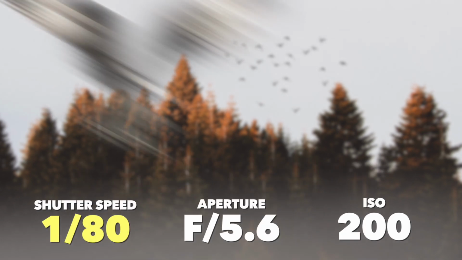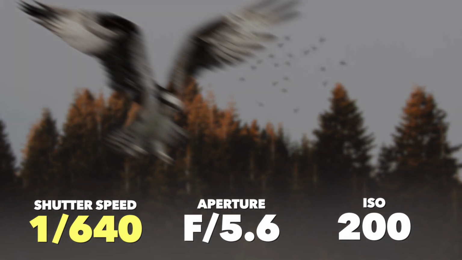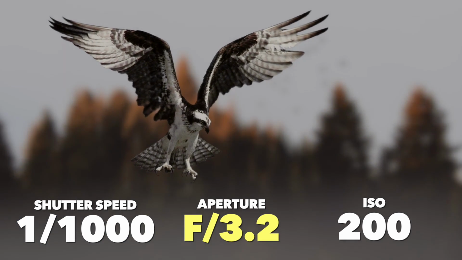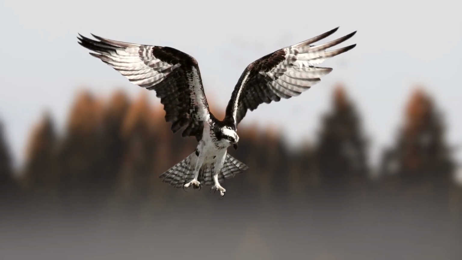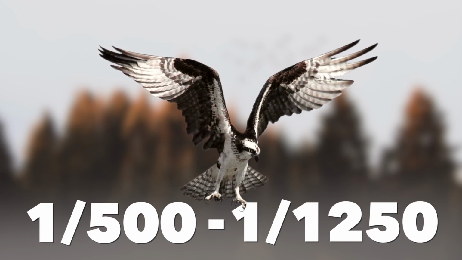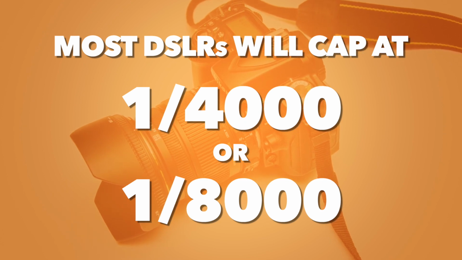Regardless of what kind of shutter you have, the basic principles of short and long exposure are the same. Short exposures are good for getting crisp shots of fast-moving subjects, though less time letting in light means a darker image, so you'll likely have to compensate with a wider aperture or higher ISO. A good starting point for freezing subjects in action would be anywhere from 1/500th to 1/1250th of a second, going higher if needed. Most DSLRs will cap at either 1/4000th or 1/8000th of a second.